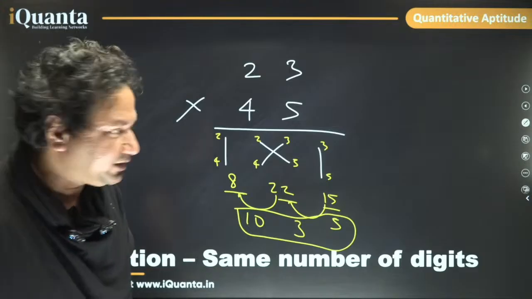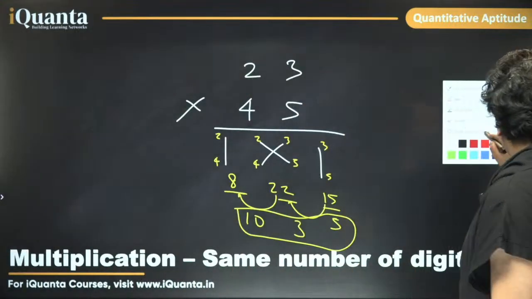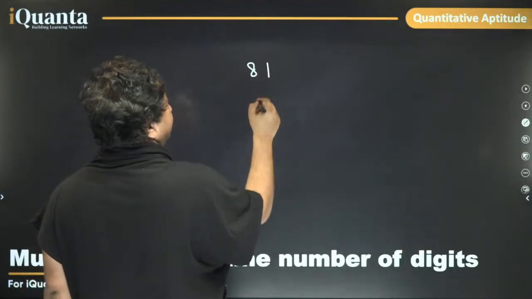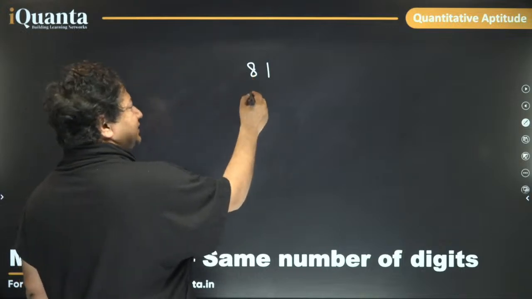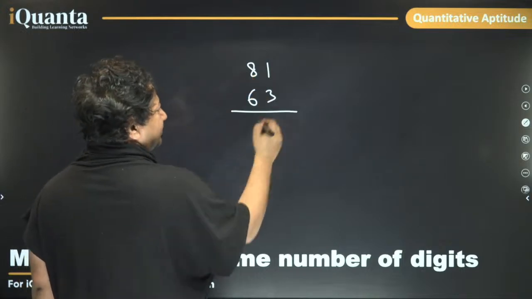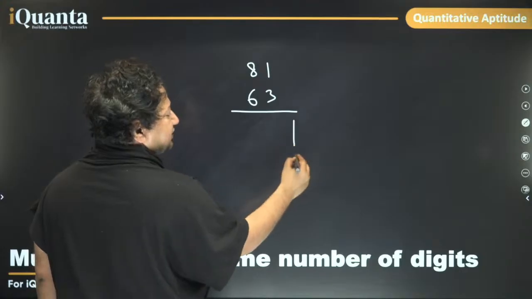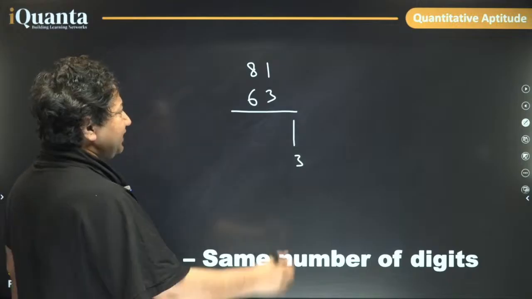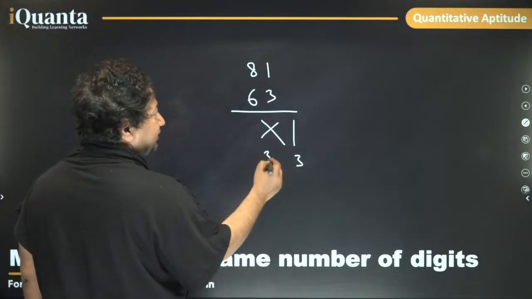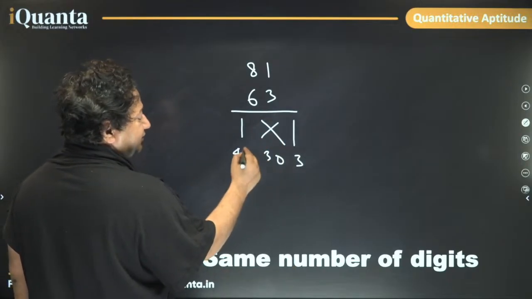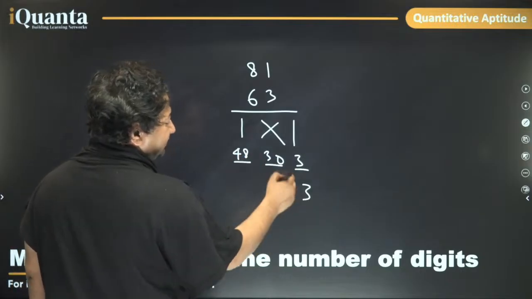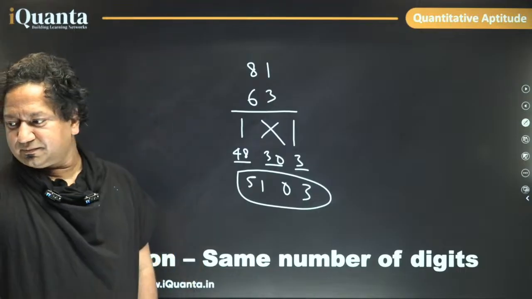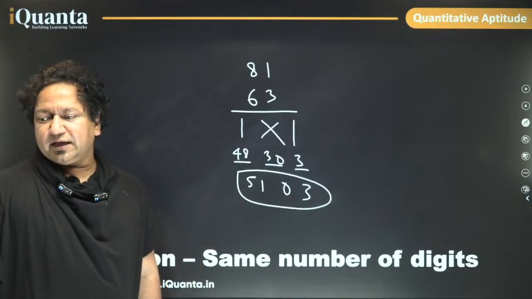Let's take some more examples. What if I pick 81 multiplied by 63? 1 3s are 3. You can do it mentally. Once you start practicing, this will be done mentally. 24 plus 6 is 30. 8 6s are 48. 3 stays here, 0, 3 goes there, 51. 5103 is what we have.